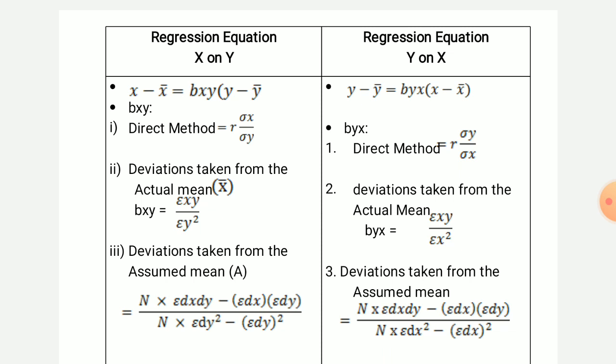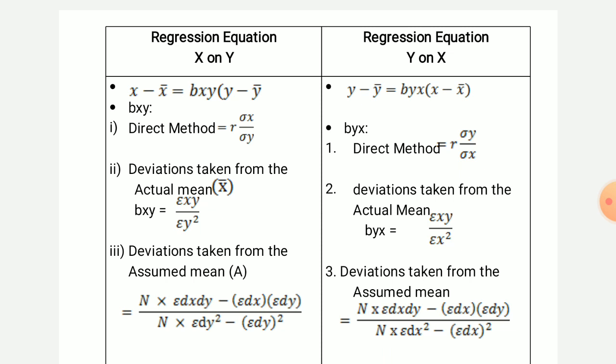Now, deviations taken from the assumed mean. So when deviations are taken from the assumed mean, bxy can be calculated as n into sigma dx dy minus sigma dx into sigma dy by n into sigma dy square minus sigma dy whole square. And in case of the regression equation y on x, when deviations are taken from the assumed mean, byx can be calculated as n into sigma dx dy minus sigma dx into sigma dy over n into sigma dx square minus sigma dx whole square.